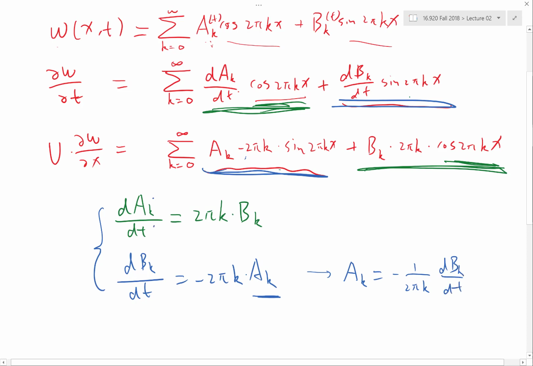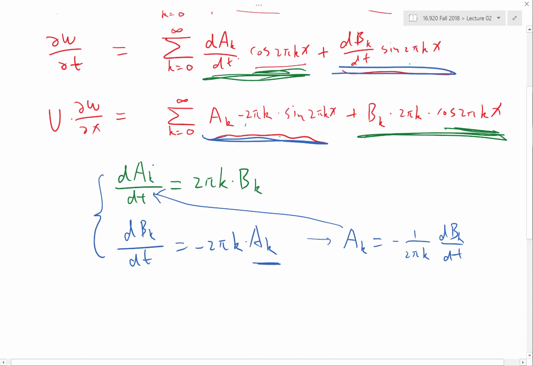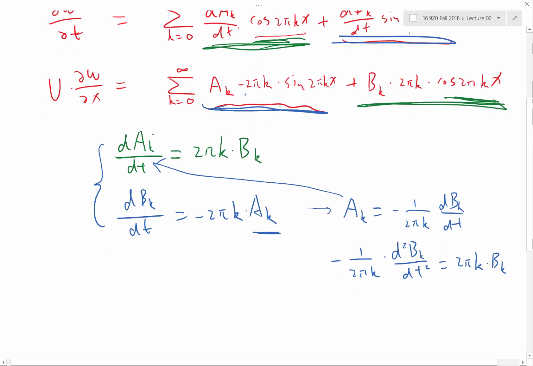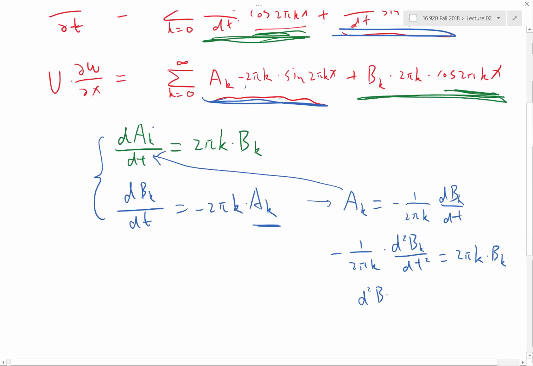and we substitute into here, we get that minus 2 pi k times the second order derivative of b is equal to 2 pi k times bk, or equivalently the second order derivative of bk is equal to minus 2 pi k squared times bk. So maybe some people recognize this equation a little bit more readily than the coupled system of equations, right? So what is this equation like?